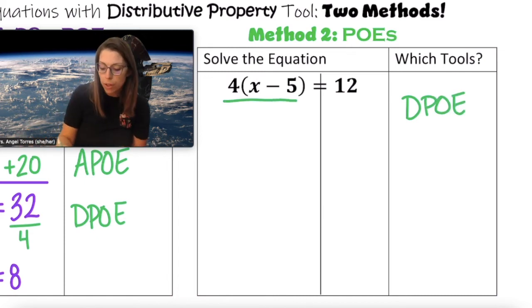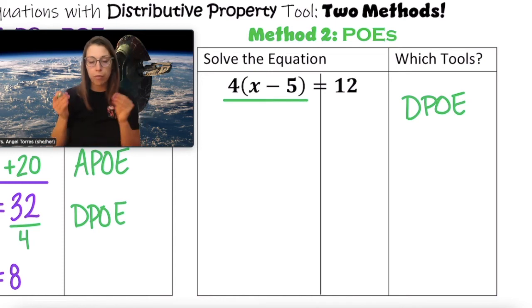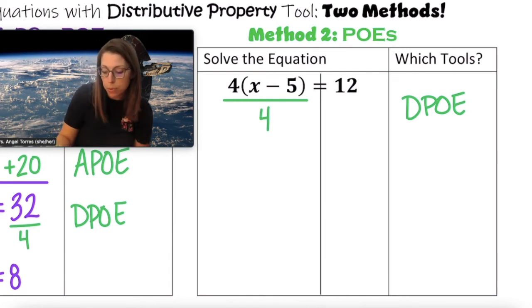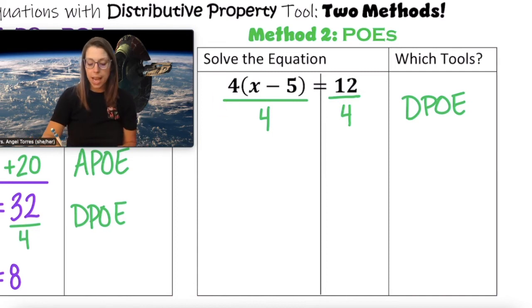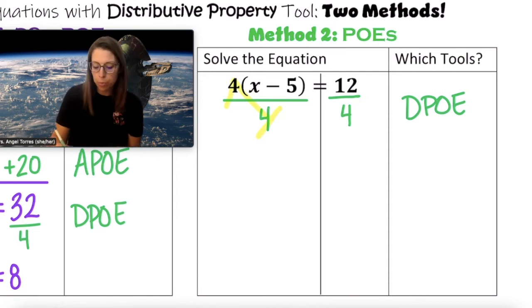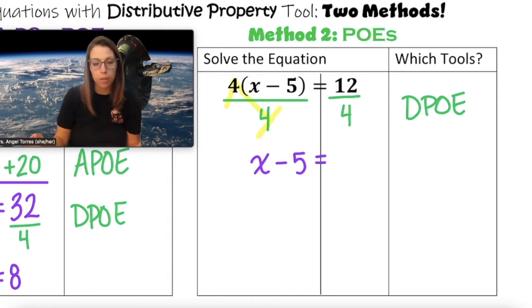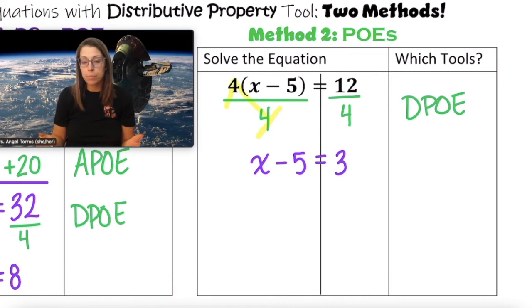So if I were to look at this as I just want to get 4 times x minus 5 down to 1 times x minus 5, I would divide both sides by 4. Now what that does is create a big 1 out of the 4's, and now I'm left with whatever was inside of my group, which in this case was x minus 5. And 12 divided by 4 is 3. Now I have a simple two-step equation, x minus 5 equals 3.